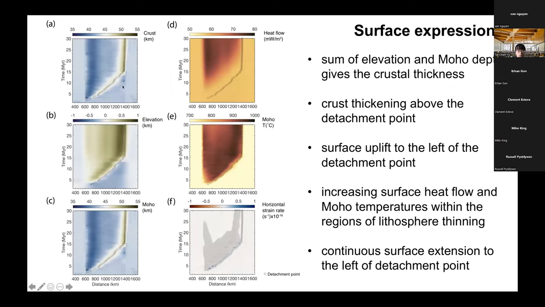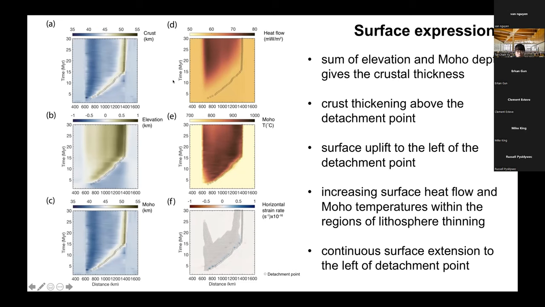The black dot is the location of the detachment point. The gray dot is the location of the mantle melting. And the crustal thickness is calculated by the summation of the elevation and the Moho depth. For the surface horizontal strain rate, the positive values are the extension in blue color. Negative values are contraction in red color.